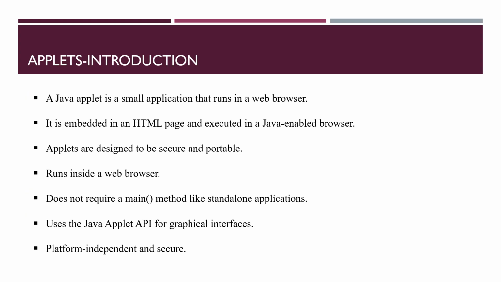Now let's move on to the introduction of an applet. A Java applet is a small program that can be embedded in a web page and executed in the web browser that supports Java. It was mainly used for creating interactive features like games, charts, and animation on websites. And it is embedded in the HTML page and executed in a Java-enabled browser.